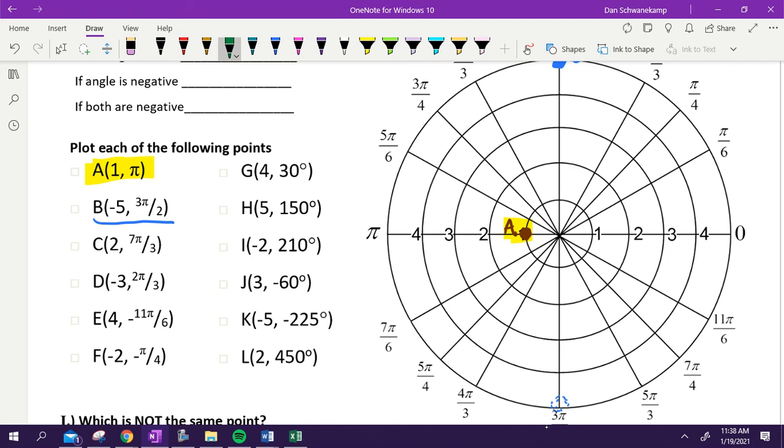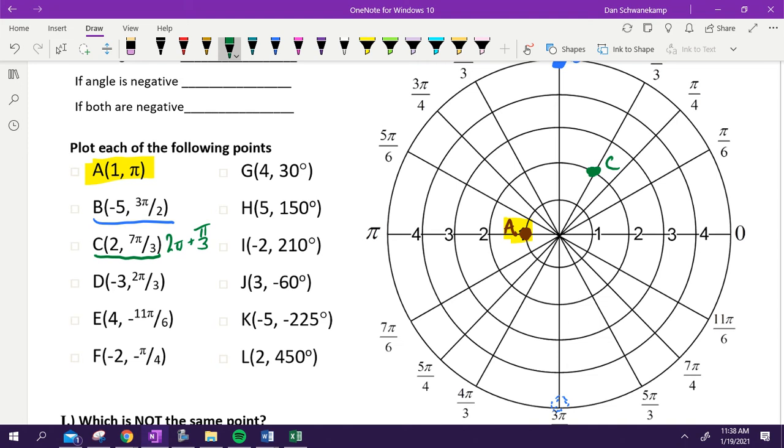I'm going around more than once. It's like 2 pi plus a third. So it's like just doing 2, comma 1/3 right there. That is C. So nothing fancy there. If the angle's too big, just like we've always done, simplify.